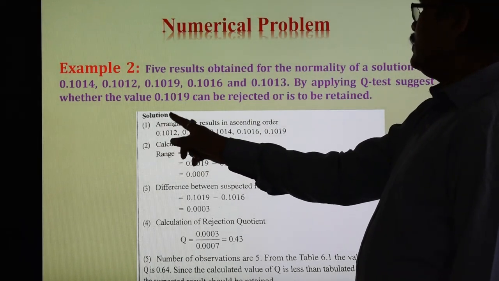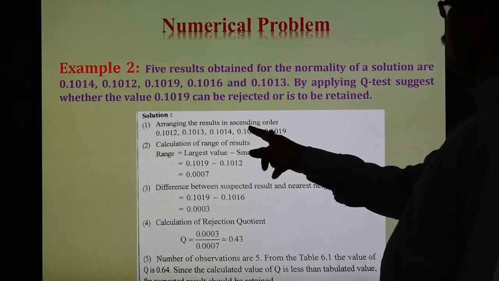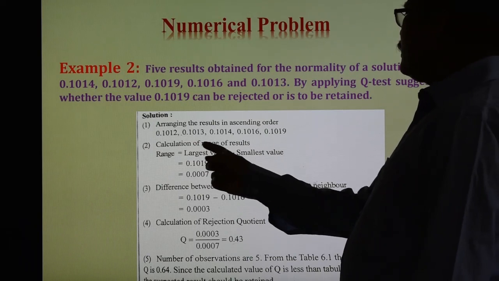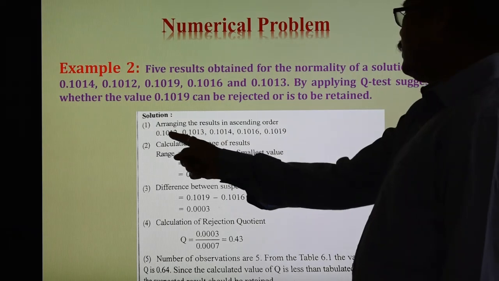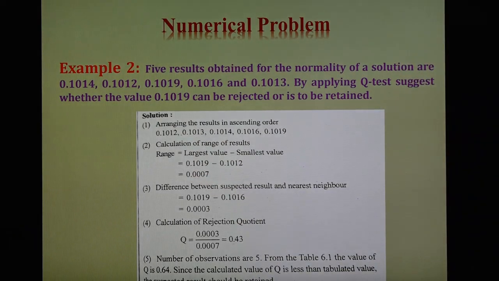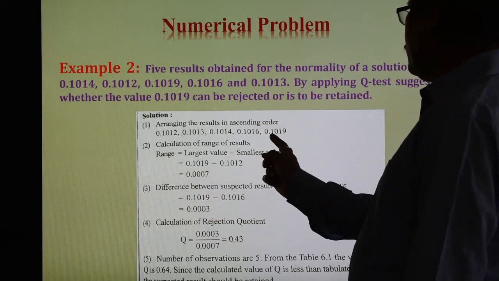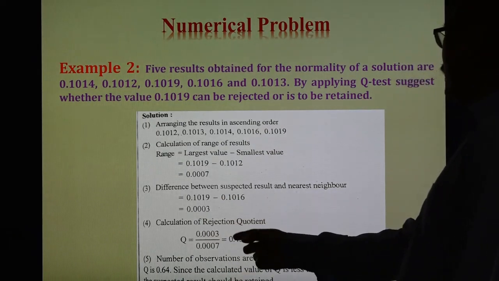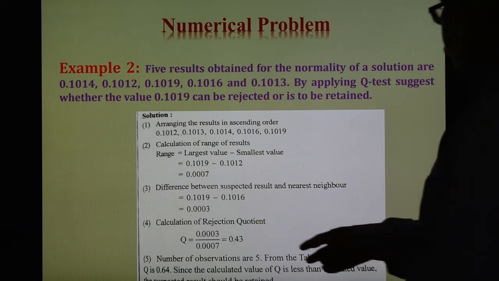So here again there are 5 results, arranged in ascending order: 0.1012, 0.1013, 0.1014, 0.1016, 0.1019. After arranging, find out the range. The range is the largest value minus the smallest value. Largest value 0.1019, smallest value 0.1012. This is the range. And we have to find the difference. The difference means the suspected value 0.1019 and its nearest neighbor 0.1016. This is the difference, and the Q value can be calculated as difference upon range. So difference divided by range, we get the value 0.43.